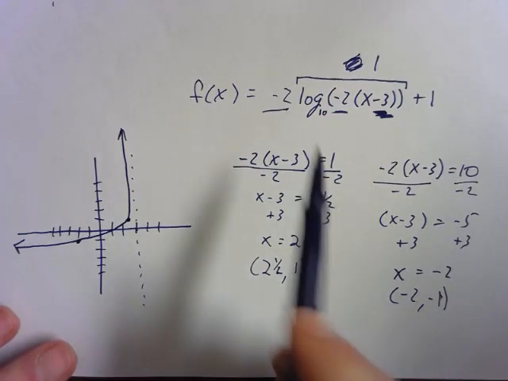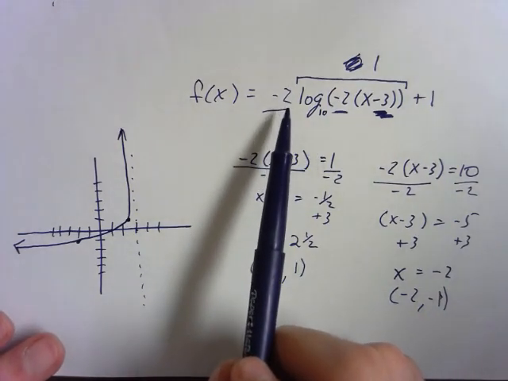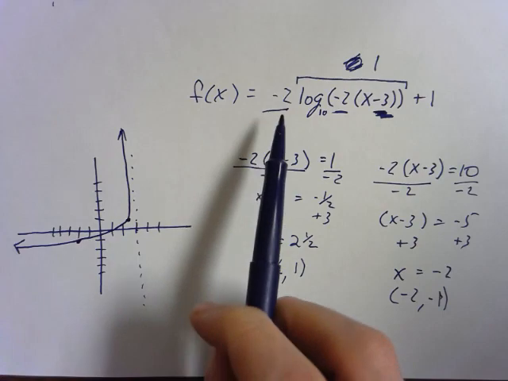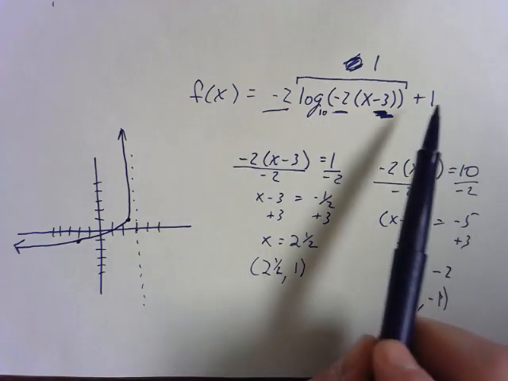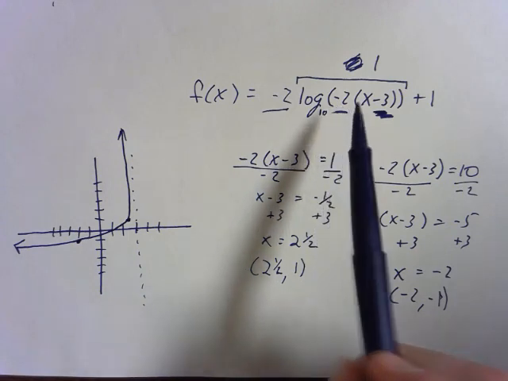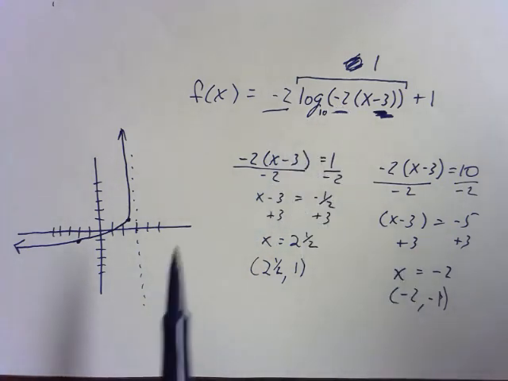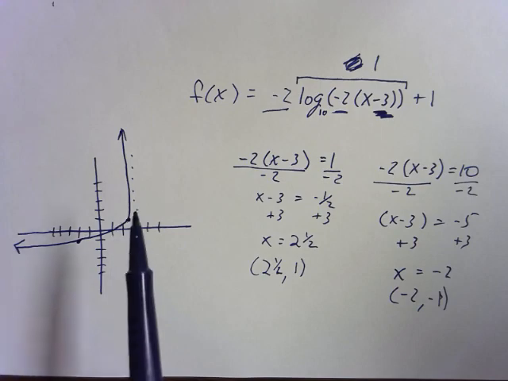And as you can see, just like we predicted, we'll be flipped over the x-axis, so I'll be facing downward, going down. And my negative inside tells me I'm going to the left.